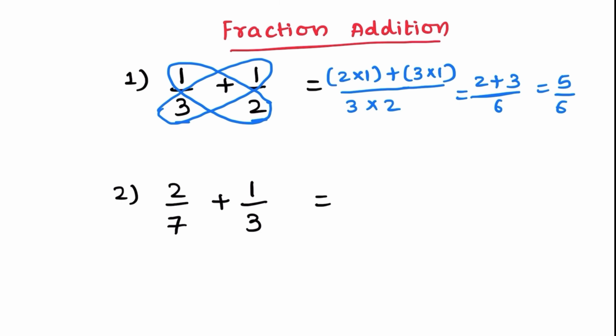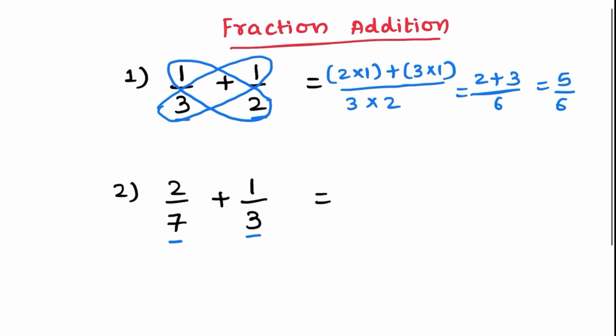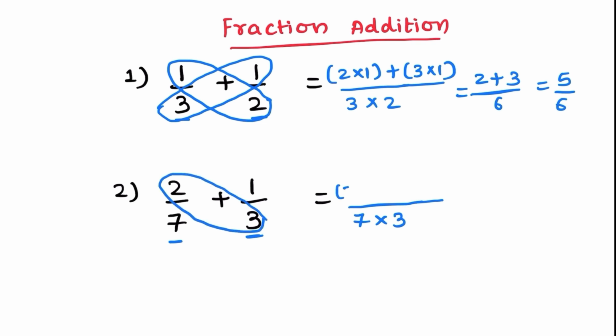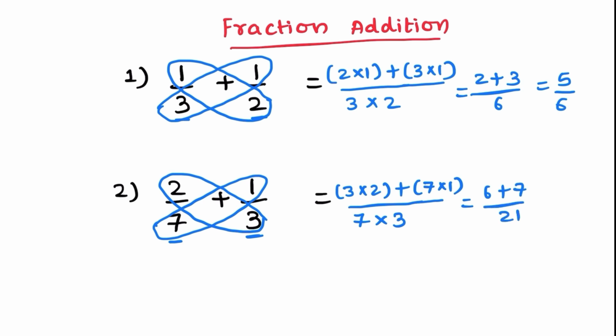Similarly, we will apply the same method on the second problem. So we will multiply the denominators first. So 7 multiplied by 3. Now we will apply the butterfly method here. So 3 multiplied by 2 plus 7 multiplied by 1. So 3 2s are 6, 7 1s are 7, divide by 7 3s are 21. So we got our answer 13 by 21.